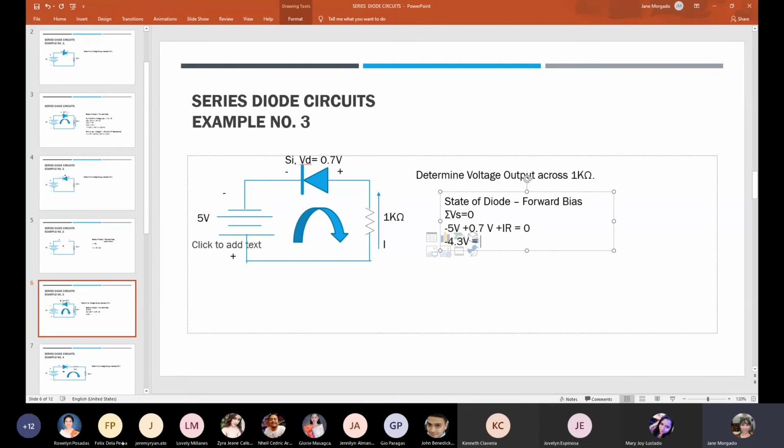Tama ba? It's equal to? Yes. So, if you have positive IR, ilipat natin sa kabila, so it will become negative IR. Ah, negative pala, sorry. So, I is equal to 4.3 volts divided by 1K ohm. Gaya lang din to kanina, no? 4.3 milliampere. But take note of the direction of the current. Kanina, pababa. Itong current na ito, pataas.